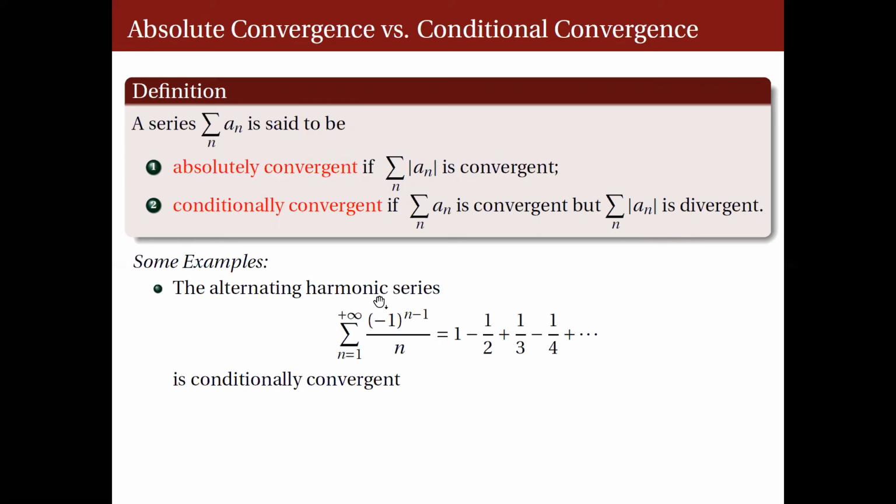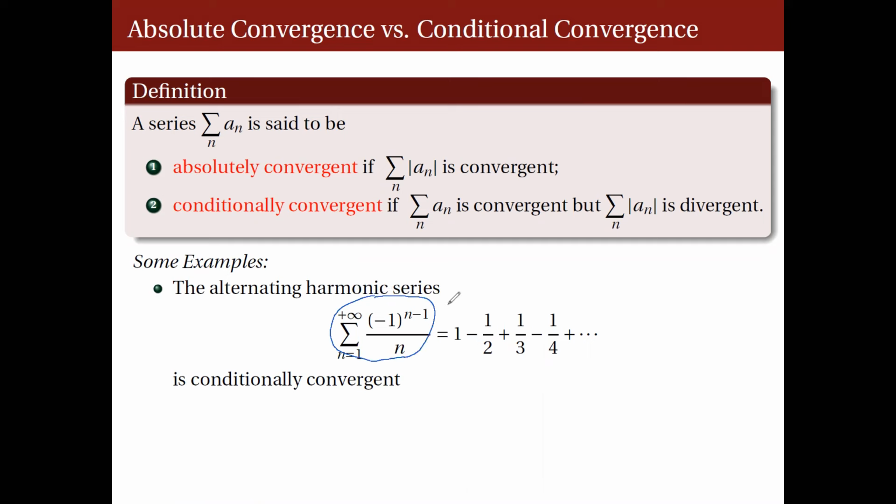Some examples. So let's look at this series. This is the alternating harmonic series, and we know that the alternating harmonic series is convergent. This series, we have shown that it is convergent.